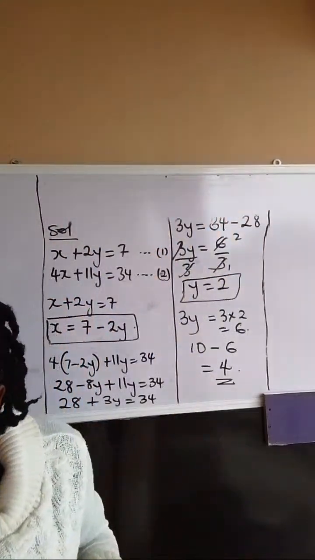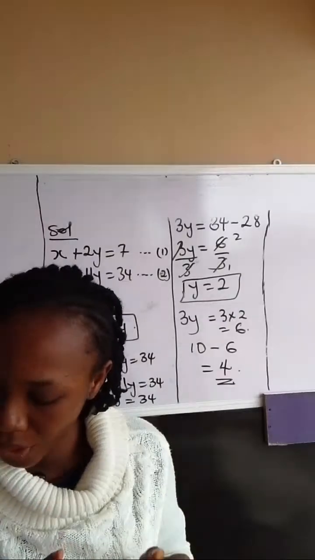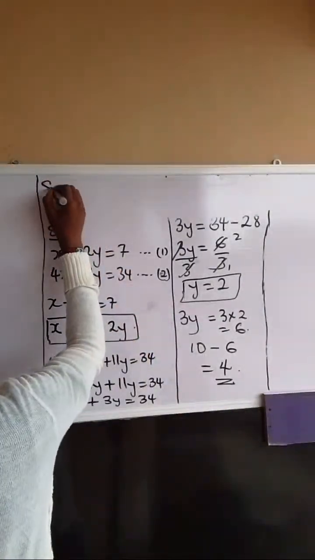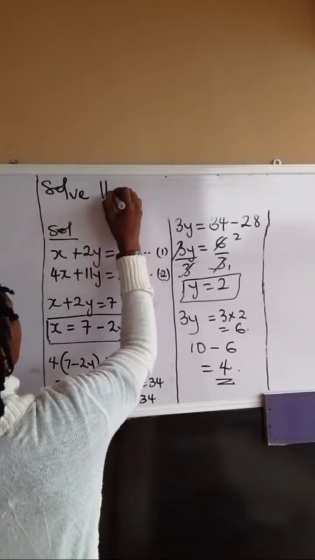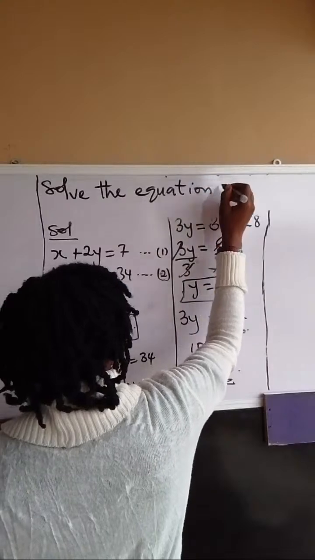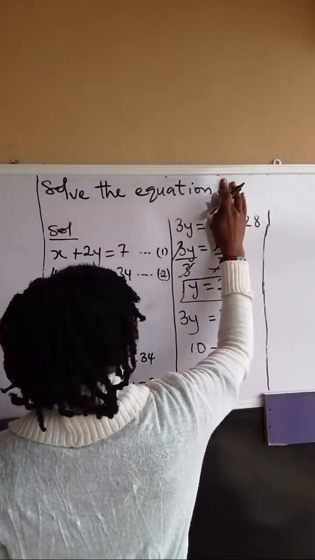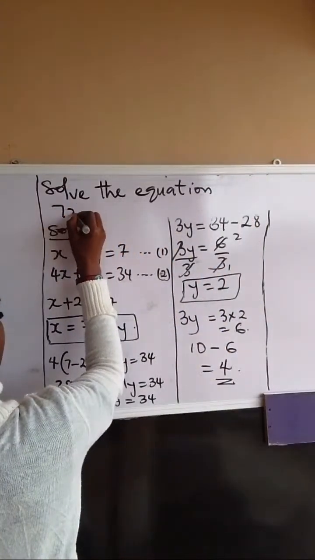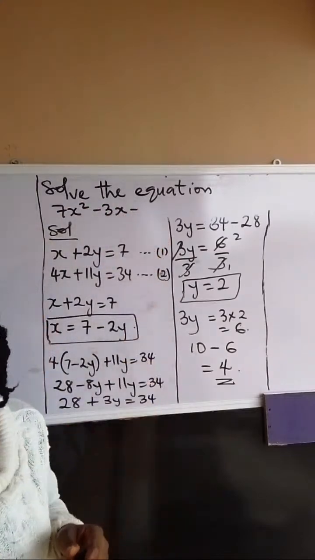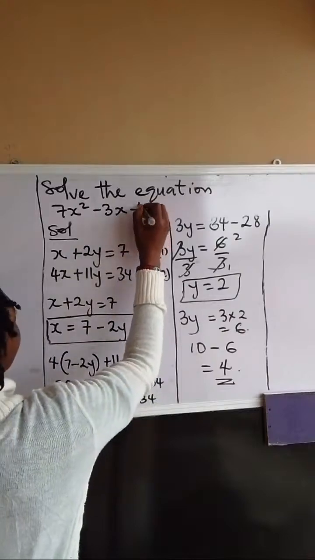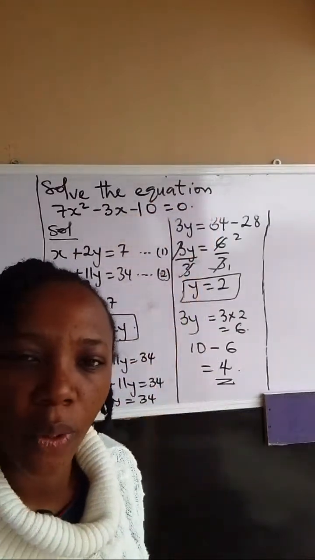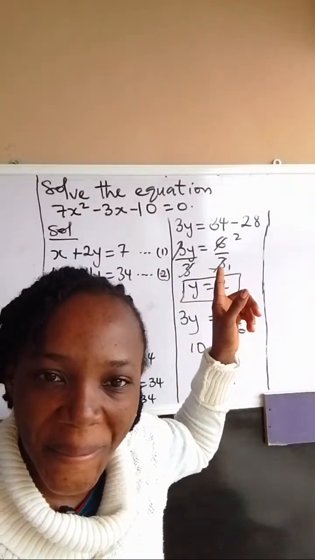All right. So the next question says, solve the equation 7x squared minus 3x minus 10 equals 0. So that's just the question. What equation do you think this is?